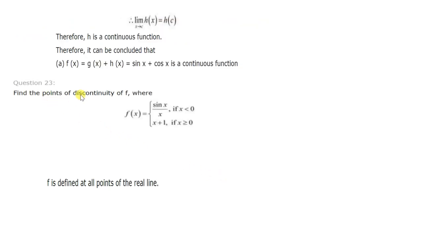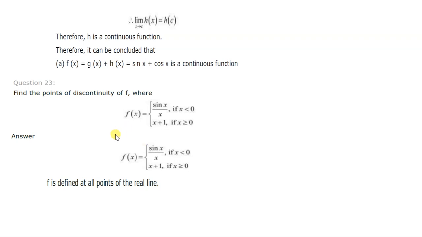This is the 23rd question of exercise 5.1 of continuity. Find the point of discontinuity of the function f(x) equals sin x upon x if x is less than 0. Means for all negative values of x, the function is defined as sin x upon x. And for all positive values of x and for x equal to 0, the function is defined as x plus 1. So since the function is defined for all real points, the domain of the function is the real line.